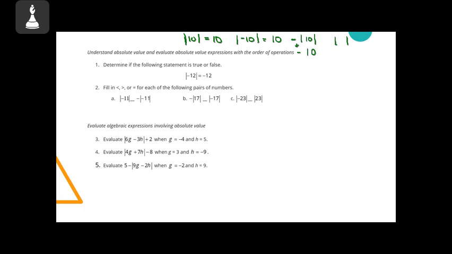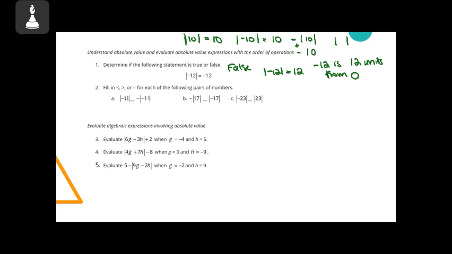So you need to be able to figure these out here. Are these true or false statements? Is the absolute value of negative 12 equal to negative 12? And the answer would be no, that is false. The absolute value of negative 12 is 12 because negative 12 is 12 units from 0. We don't have to say it's negative 12 units, it's just 12 units away. Distance is always referred to as positives.